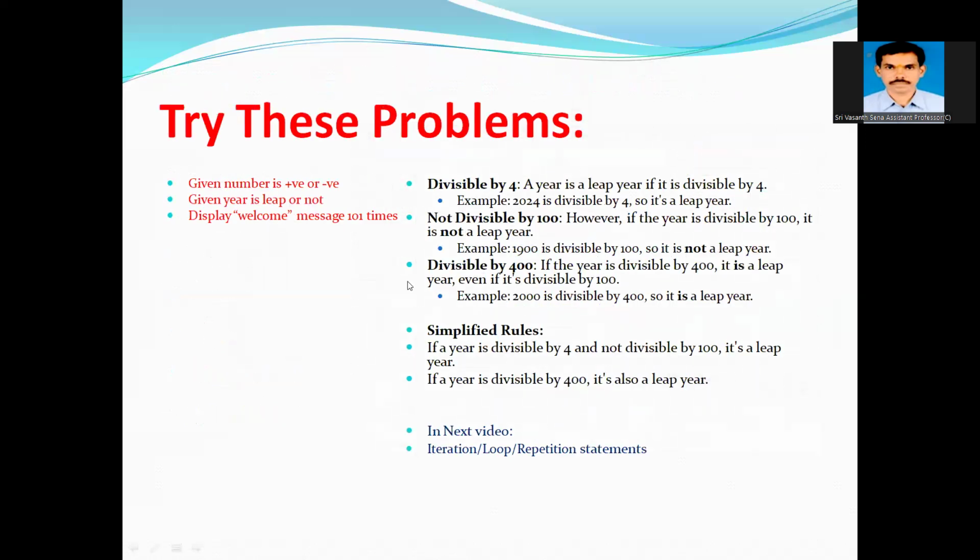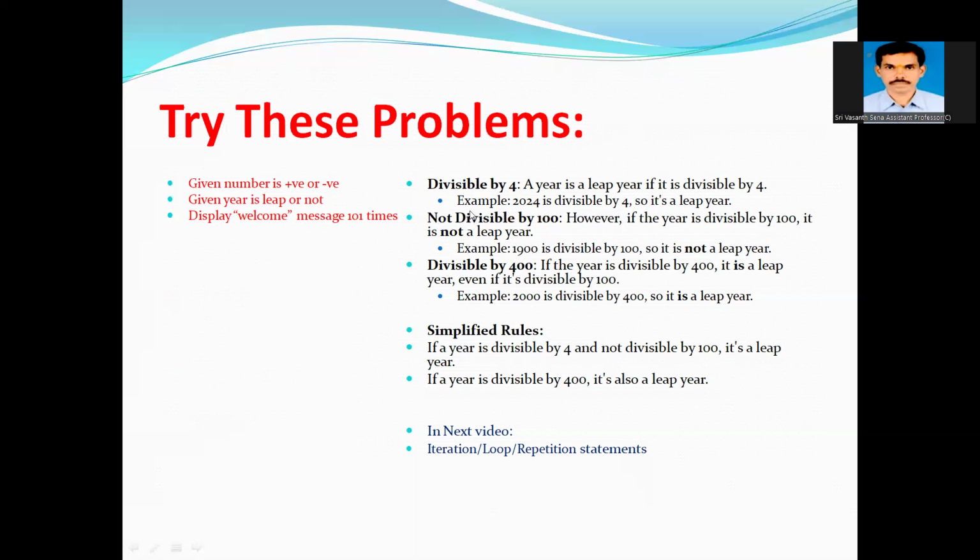Based on this, you need to try these problems. Whether the given number is a positive number or a negative number, that is dhana sankhya or runa sankhya. And whether the given year is a leap year or not. The input is a year, then you need to check whether it is a leap year or not.